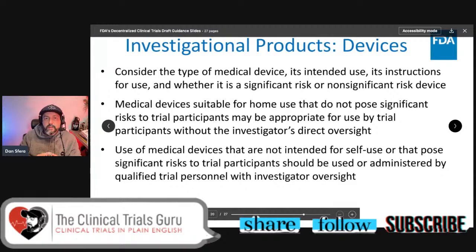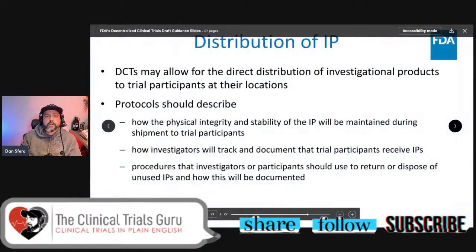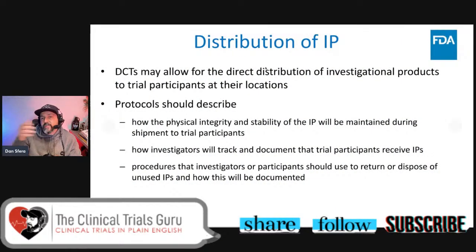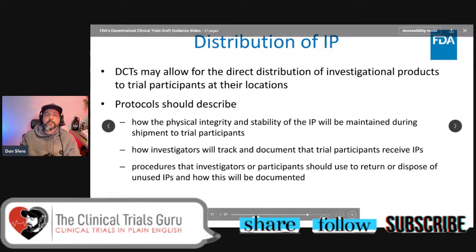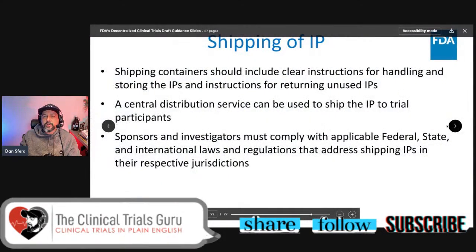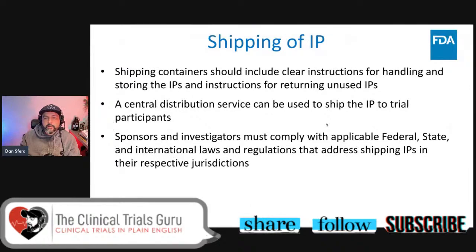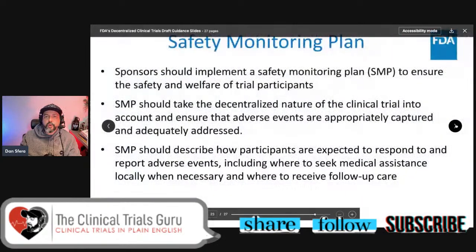Because the incentive's there. Investigational products and devices: consider the type of medical device, its intended use, its instructions. Medical devices suitable for home use that do not pose significant risk may be appropriate for use at home. And those that are not should be administered by qualified trial personnel. Yeah. And distribution of IP. We already have studies where it's sent to the patient's home. So this is nothing new. It's already being done. Same thing with shipping the IP when it's appropriate.